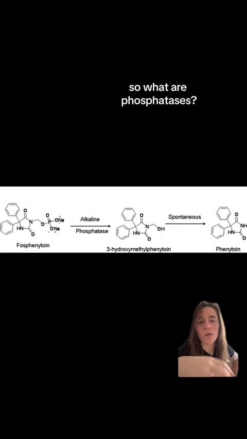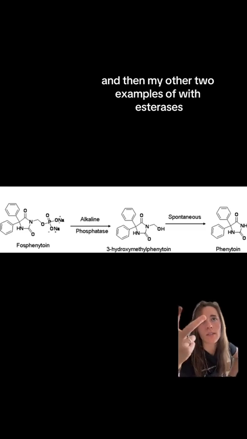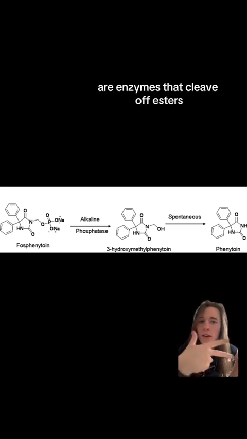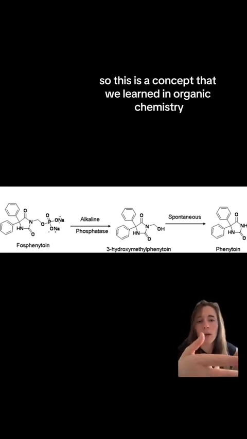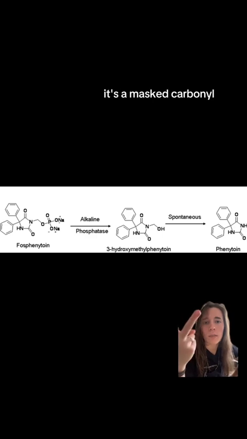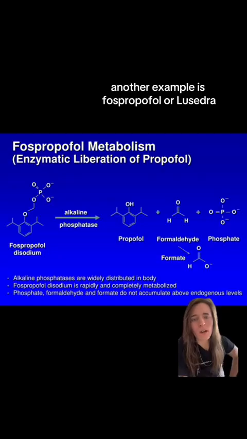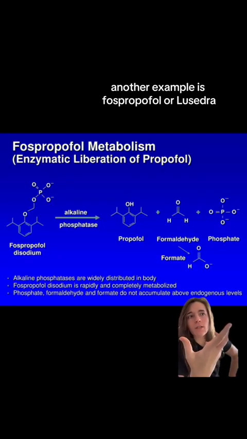So what are phosphatases? They're enzymes that cleave off phosphate groups. And then my other two examples with the esterases are enzymes that cleave off esters. So this is a concept that we learned in organic chemistry. So over here we have a carbon between two heteroatoms is what we call it. It's a masked carbonyl, and it undergoes spontaneous collapse into phenytoin, which is the active form, with a byproduct called formate. Another example is fospropofol, or Lusedra.